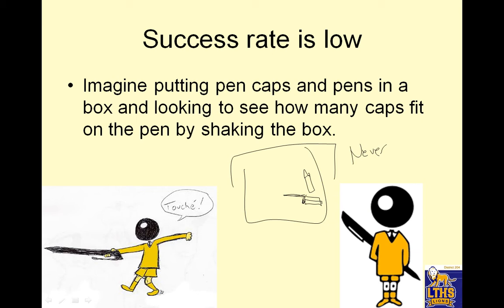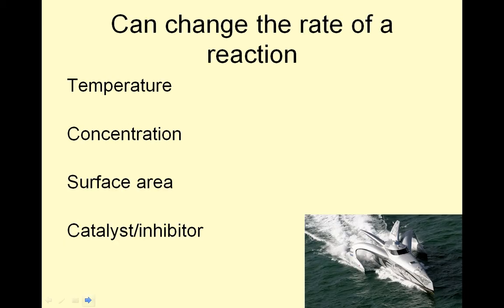So pen caps and pens in a box, looking to see how many caps fit on the pen by shaking the box. Not many. We can change the rate of the reaction. If we increase temperature, we increase the energy, so we get more successful collisions. Remember, we're trying to get successful collisions.